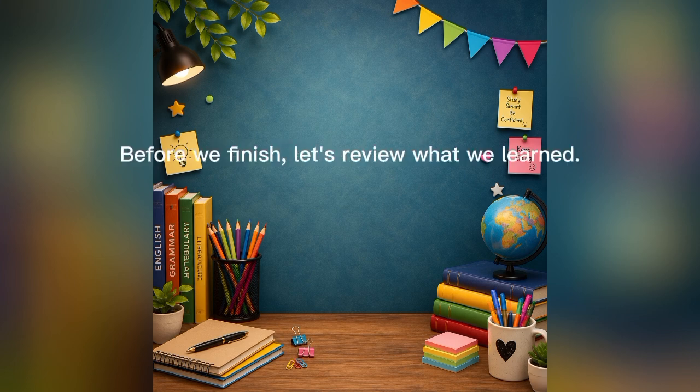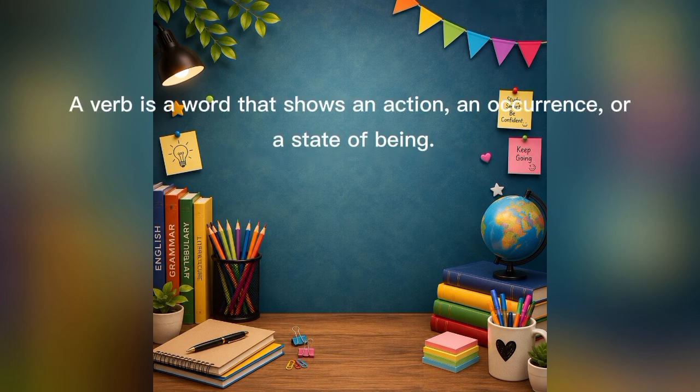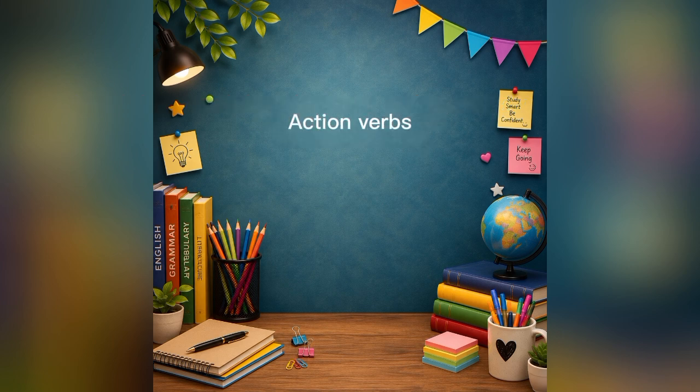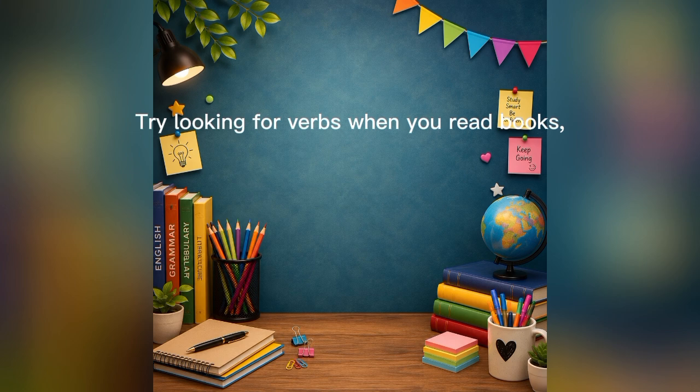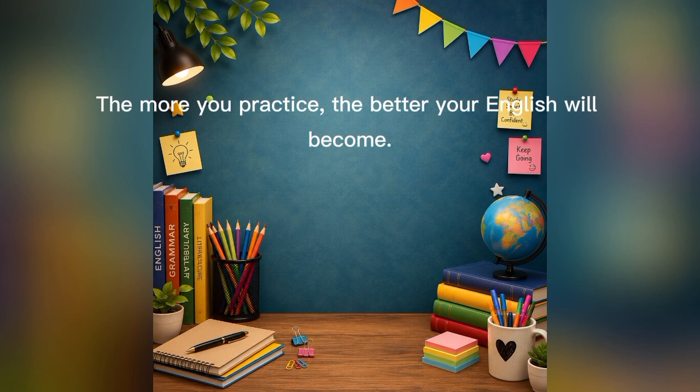Excellent work. Before we finish, let's review what we learned. A verb is a word that shows an action, an occurrence, or a state of being. We learned about action verbs, linking verbs, helping verbs, main verbs, regular verbs, irregular verbs, verb tenses, and subject-verb agreement. Remember, every complete sentence needs a verb. Try looking for verbs when you read books, newspapers, stories, or even text messages. The more you practice, the better your English will become.